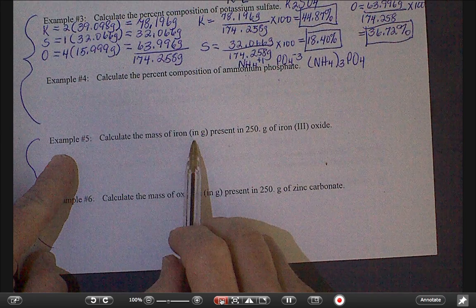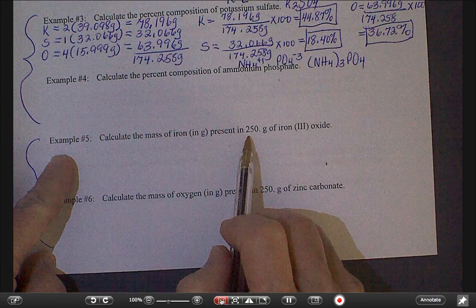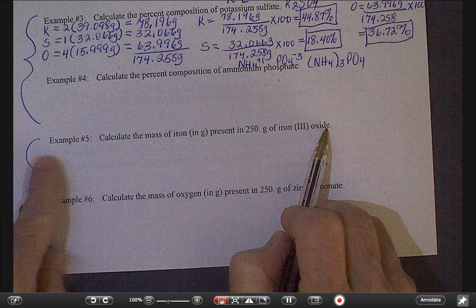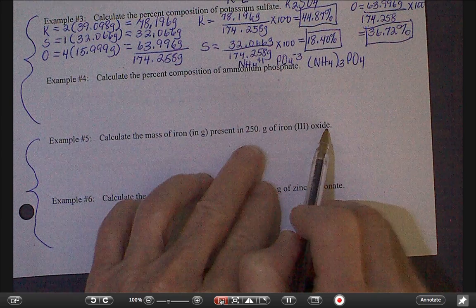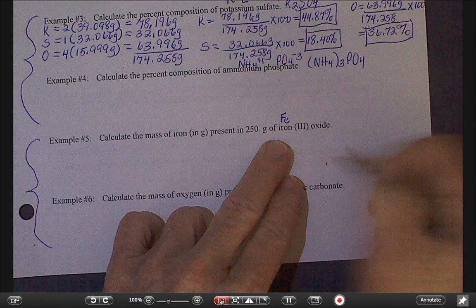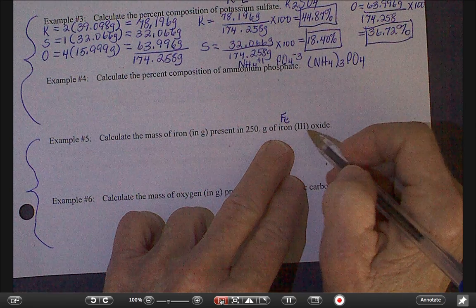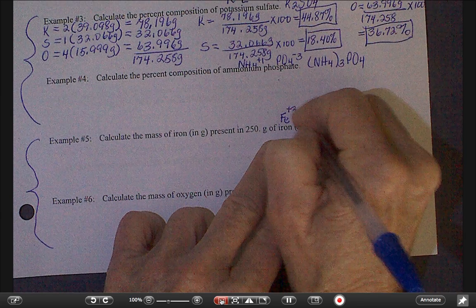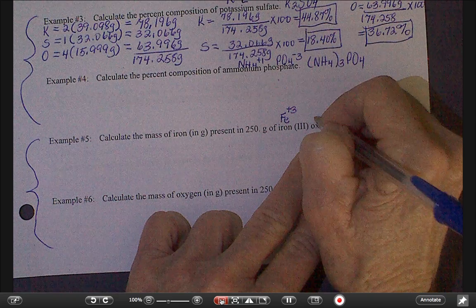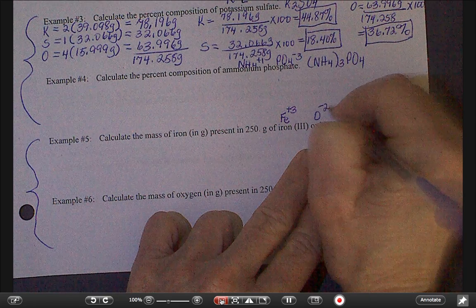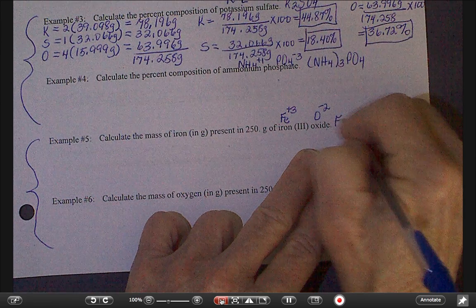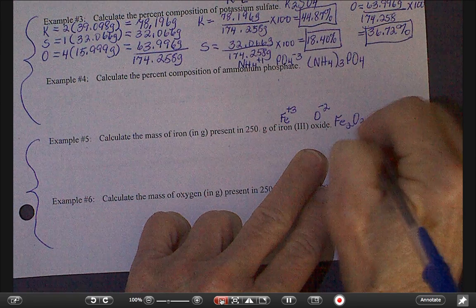Calculate the mass of iron in grams present in 250 grams of iron 3 oxide. First thing that we have to do is write a formula. What's the symbol for iron? Fe. What is the Roman numeral 3 telling you about iron? Exactly. If you can't answer that from last semester, you haven't learned squat. Oxygen, -2. Crisscross, what's my final formula? Fe2O3. Okay.